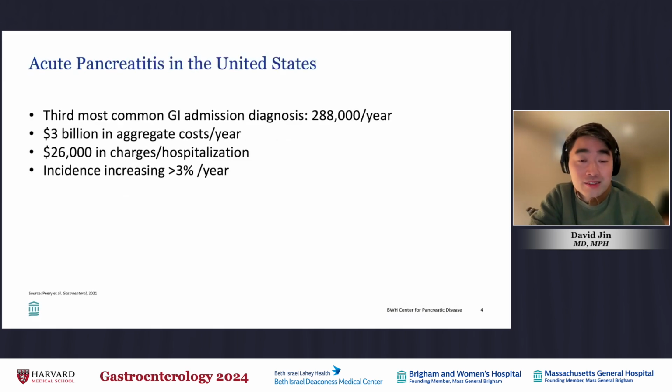So acute pancreatitis is a very common problem. It's actually the third most common admission diagnosis amongst all GI disorders in the United States, accounting for nearly 300,000 hospitalizations per year in this country. It leads to $3 billion in aggregate cost per year, $26,000 in charges per hospitalization, and the incidence is actually increasing worldwide by more than 3% per year.